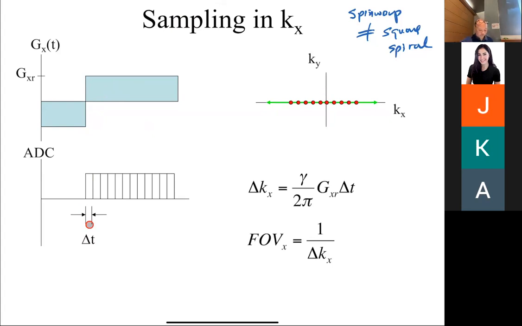If I know the size of this gradient, GXR, then delta KX is just gamma over 2 pi times the incremental area under that gradient. Every step gets me some little area, so that's just GXR times delta t. And I know the field of view is 1 over delta KX. So if I know the field of view and I'm given one of these, I can always figure out the other one by solving those equations.